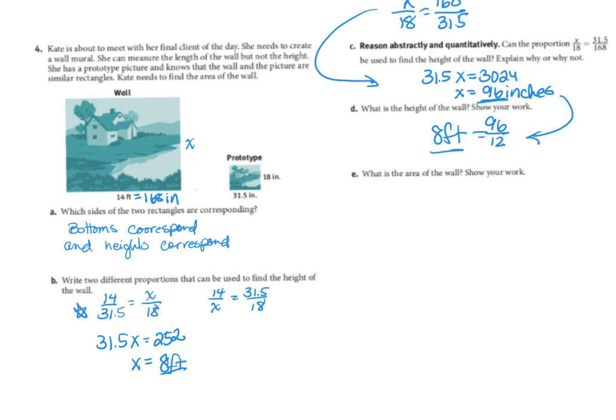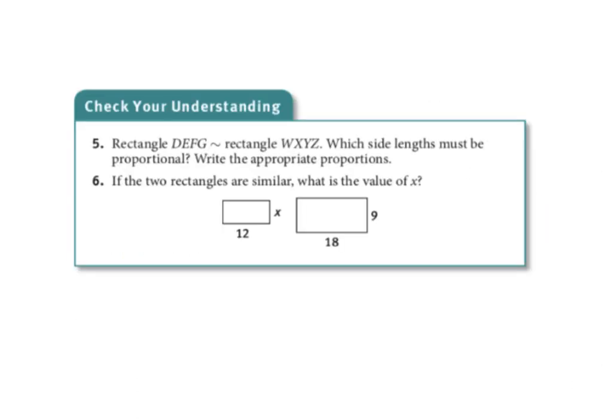The next question is, what is the area? Remember, the area of a rectangle is equal to the base times the height. My base here is 14 feet. The height is 8 feet. And 14 times 8 is 112. And that's 112 square feet. Let's move on to problem number 5.